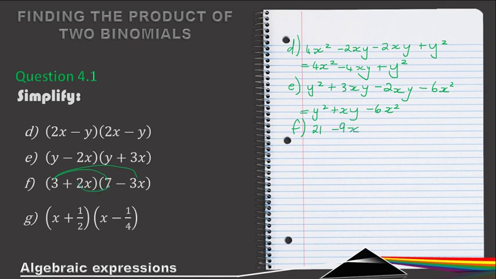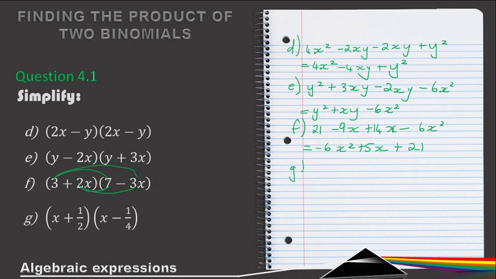For F, multiply out, that's 21 for this times this, then this one times that one will be negative 9x. Then these two is plus 14x, and then these two are minus 6x squared. Then if I put it in standard form, and remember the sign goes with the term, so this is negative 6x squared. Add my like terms, 14 minus 9 gives me plus 5x plus 21.